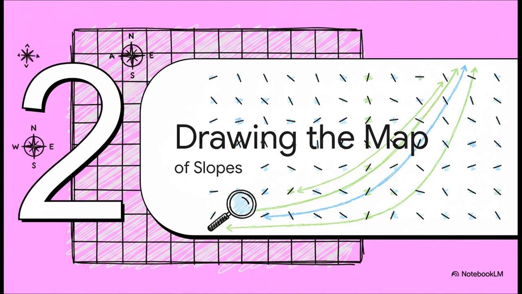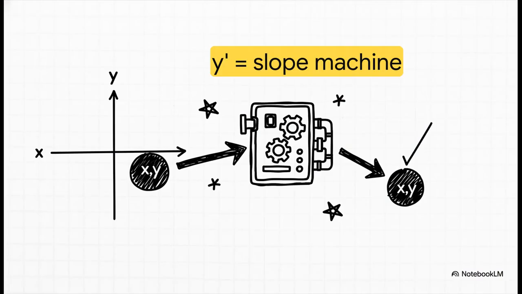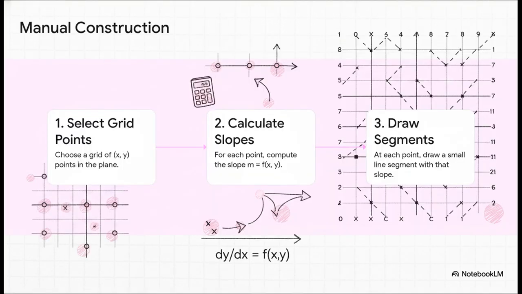So we know what this powerful tool is, but how do we actually go about creating one of these maps? You know, the fundamental idea here is shockingly direct. A differential equation like y prime equals some function of x and y is literally just a formula for the slope. You give it a coordinate, any x comma y point, and it spits out the exact slope of the solution curve right at that spot. That's it. Now you could draw one by hand, and honestly, it's a bit tedious, but doing it just once really makes it all click.